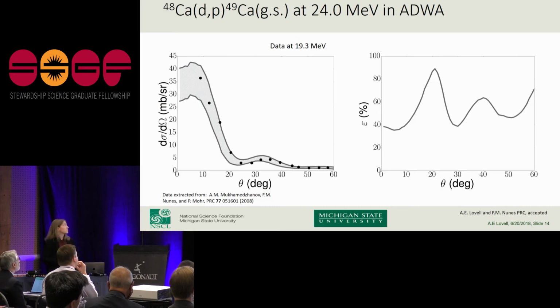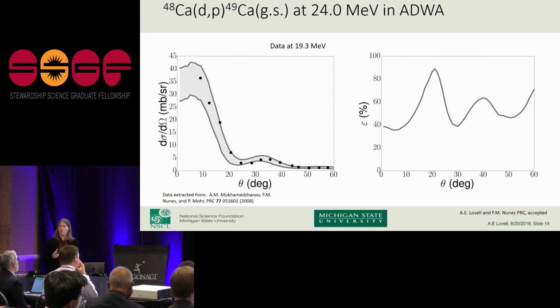And that's shown here. So again, this is the transfer cross-section for calcium-48 DP at 24 MeV, and compared to data at about 20 MeV. And so you see that, again, we do a fairly good job describing the data, and again, we've predicted confidence bands for this reaction.